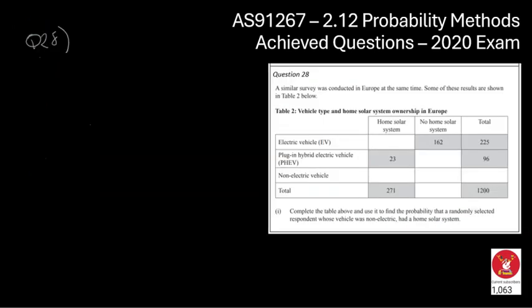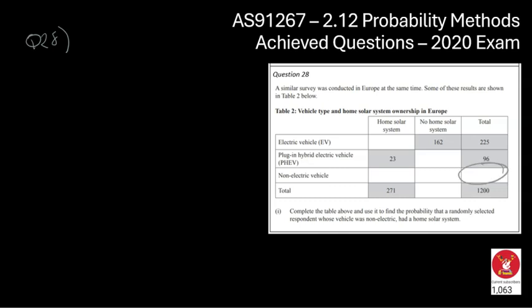Final question. We now are on to question 28. We've got a similar survey done in Europe. We've got a whole table here. Complete the table and use it to find the probability that the respondent was non-electric, but they had a home solar system. So we know for sure they've got a home solar system. So we know it's kind of like a conditional type question. So, let's get into that wording part of it shortly. So let's fill in the table.